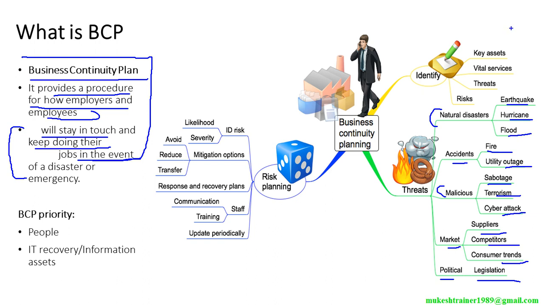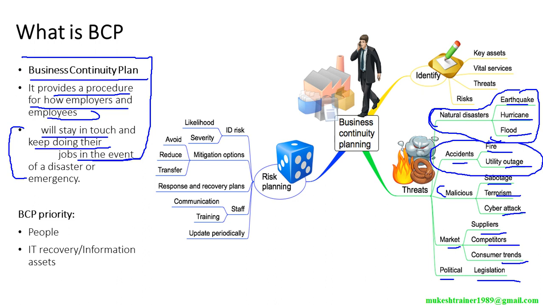For example, if there is a natural disaster, how do employer and employee communicate with each other, and how can they come out of that natural disaster? They should have a business continuity plan for it. And second, if an incident happens like fire or utility outage, how can they keep communicating with the team, employer and employee, and how can they come out of it?